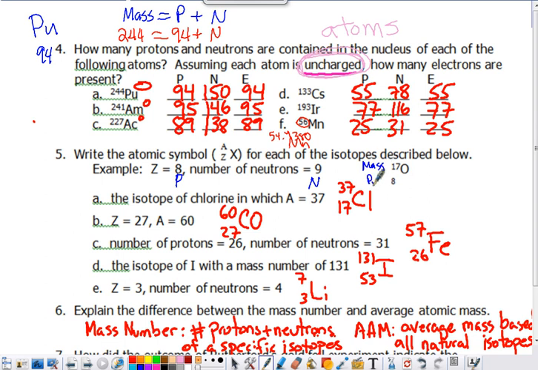There's the protons. There's the symbol. So I just went through, bam, bam, bam, bam, hit each of those. Any questions about number 5?